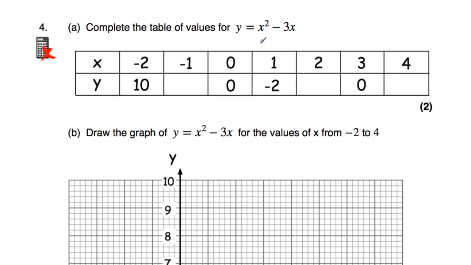Okay, so let's actually work them out and just check that. So we've got x squared subtract 3x. So we're going to square the x number, and then we're going to take away 3 times the x number.